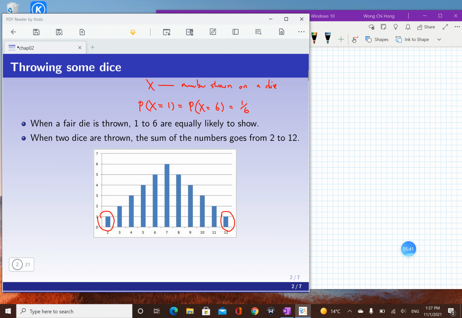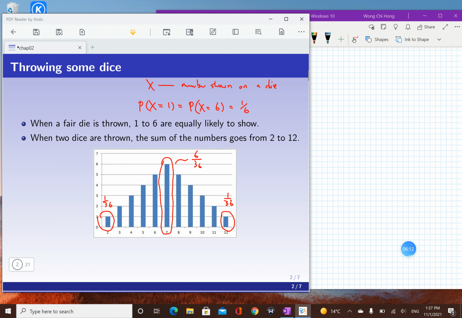But getting things like a 7 would be more likely because you can have different combinations such as 1 and a 6, 2 and a 5, 3 and a 4, 4 and a 3, 5 and a 2, and a 6 and a 1 on your two dice. So there are actually 6 out of 36 possible combinations, while these guys have only one of the 36.